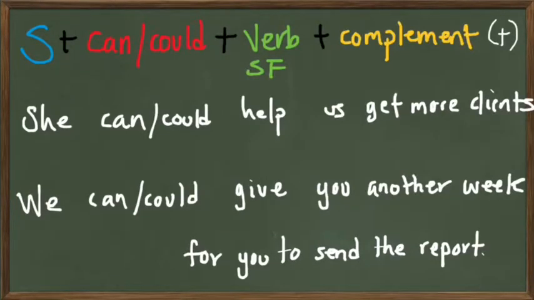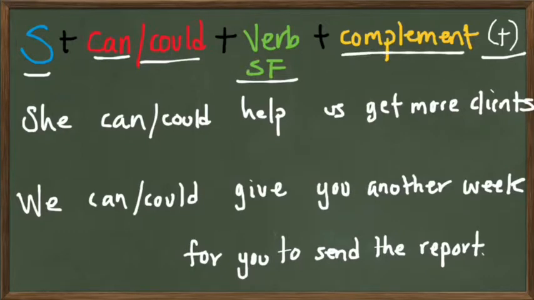This is a very simple formula on how we make sentences in affirmative using the modals can and could. We have the subject, we have can or could, and then we have a verb in simple form. Verb in simple form means verbs that don't have anything extra like ed or ing endings. And finally, we will complete our idea or our request with a complement.